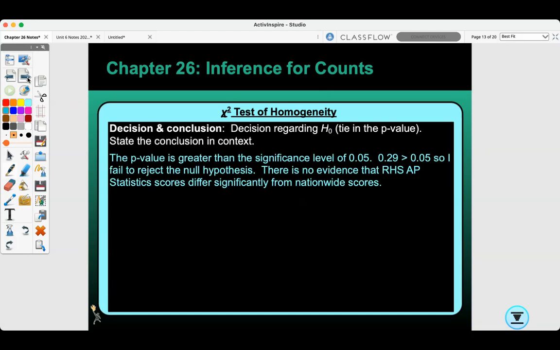So a decision and conclusion. We're going to always use the significance level of 0.05. So the p-value is greater than the significance level of 0.05. 0.29 is greater than 0.05, so I fail to reject the null hypothesis. There's no evidence that RHS AP statistics scores differ significantly from the nationwide scores.